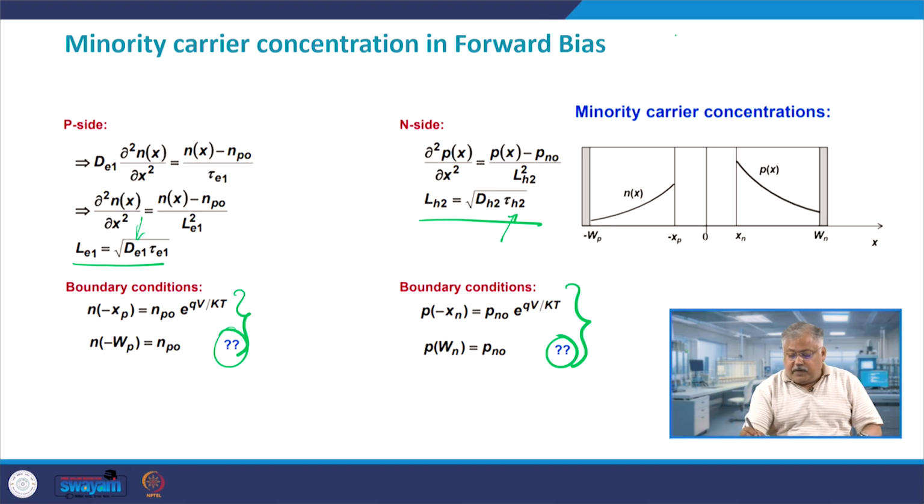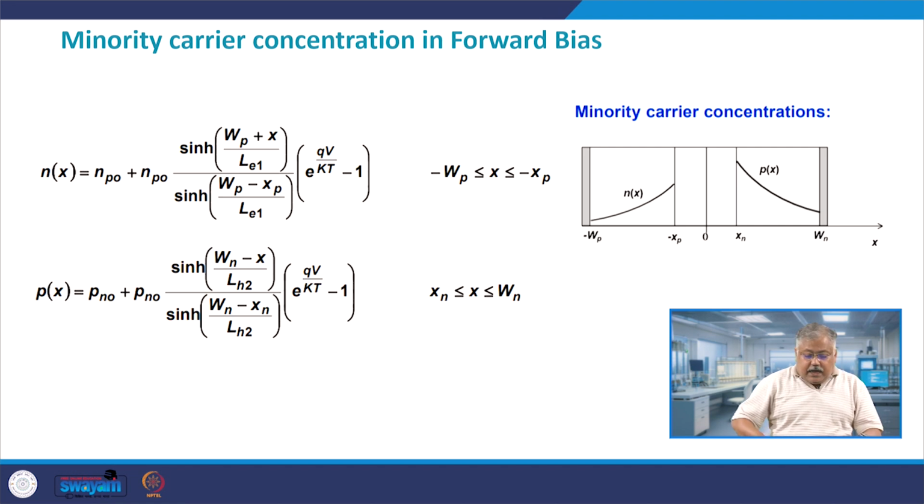So I will tell you what I mean by that. When qV equals kT, then I get e to the power 1. E to the power 1 is a known value, and if you multiply it with np0 it will give you the exact value at forward bias condition at the edge of the depletion.